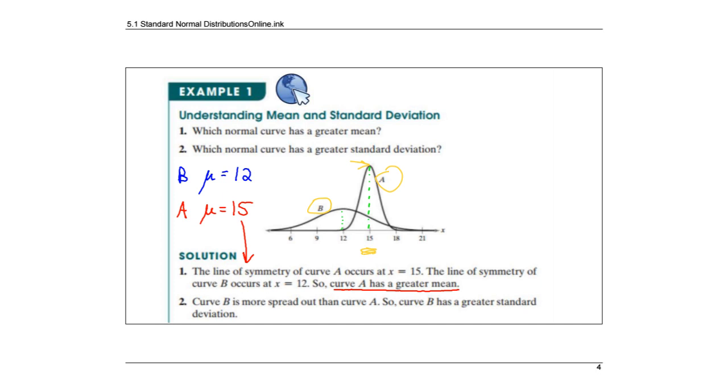For B, if you go to your maximum point, which is right here, this pen is driving me crazy, and go down, you'll see that the mean is sitting at 12. Therefore, if it asks you which curve has the greater mean, that would be A because the mean is 15. Now, they didn't tell us the standard deviation, but we can see that B is more spread out. And so B would have the greater standard deviation.